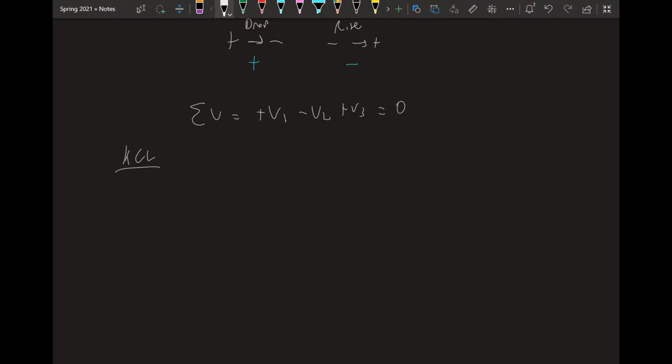KCL, Kirchhoff's current law. Similar but for current. If we have a node, and we have some current going into it, I1, I2, and I3, the sum of currents in and out of the node is equal to 0. And once again, as convention, you can either be going into a node or you can be going out of a node.